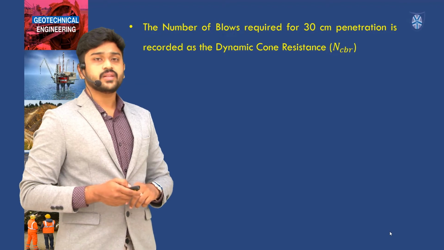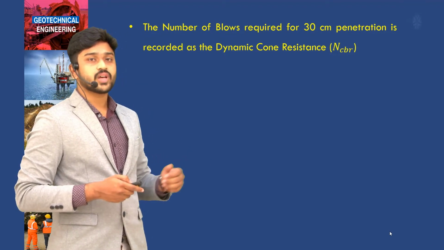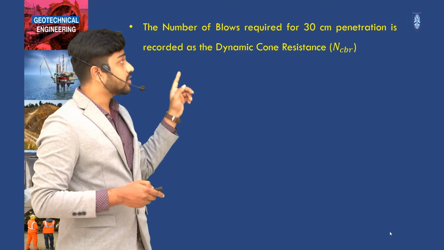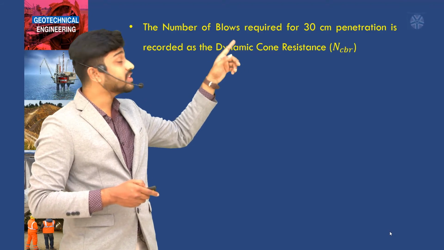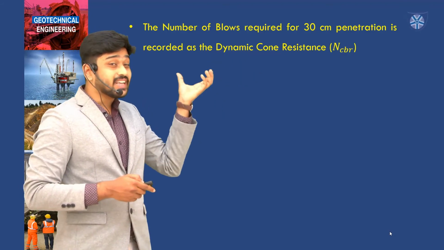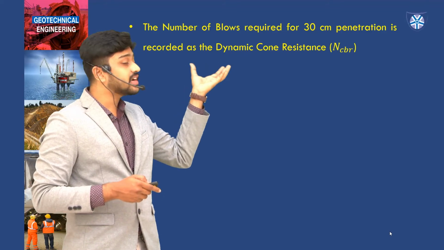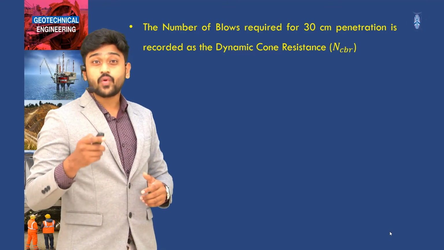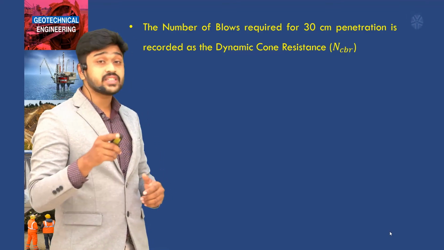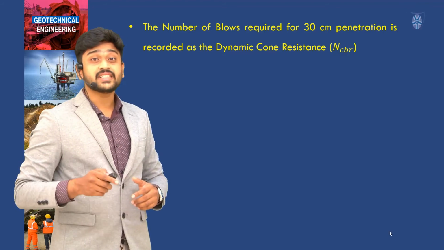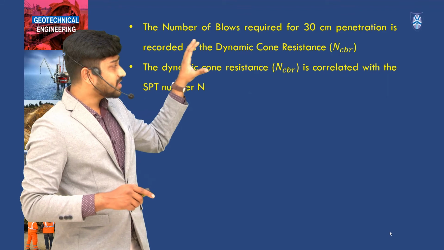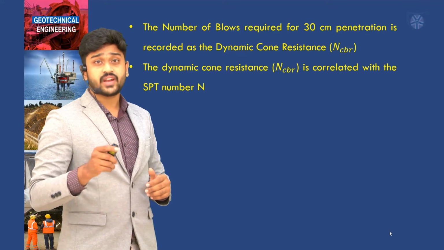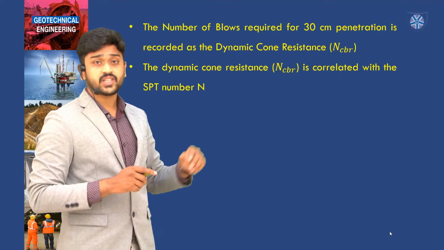So let us try to understand some other concepts in more detail here. The number of blows given are required for every 30 centimeter penetration. For every 30 centimeter penetration only, we obtain the value as the dynamic cone resistance. Whatever we get for every 30 centimeter is given as the dynamic cone resistance, represented by NCBR. And furthermore, this dynamic cone resistance has to be correlated to the SPT value, that is the N value.